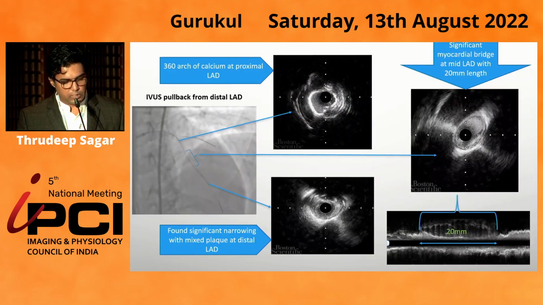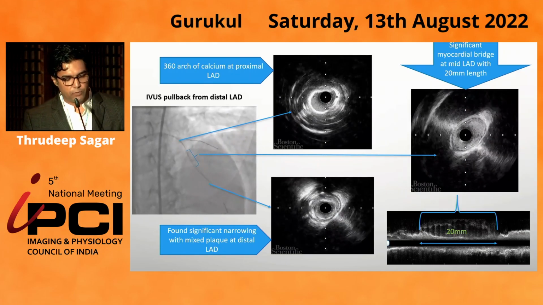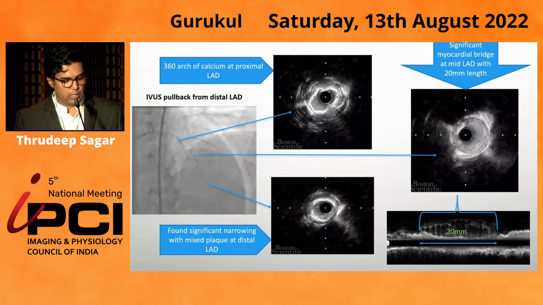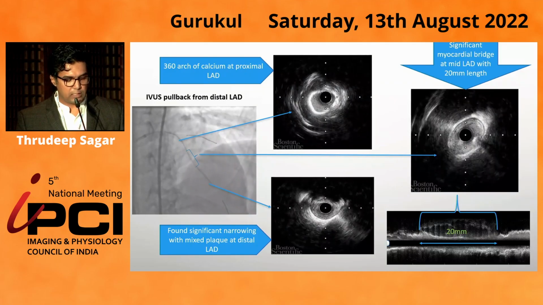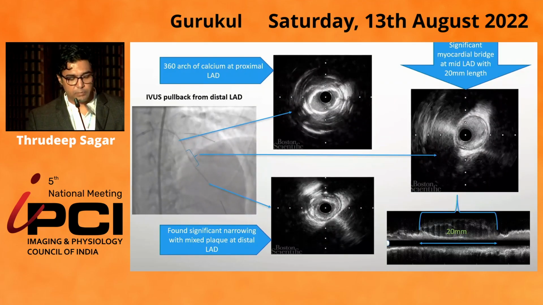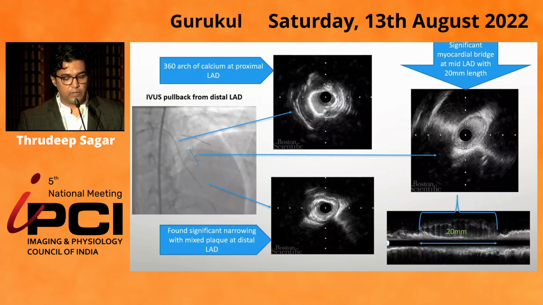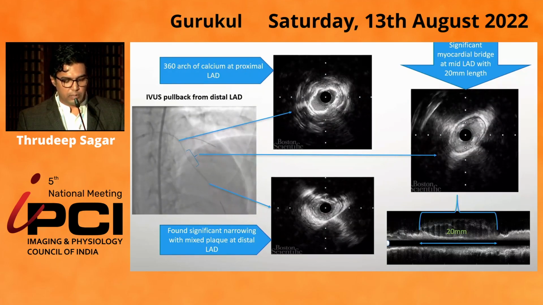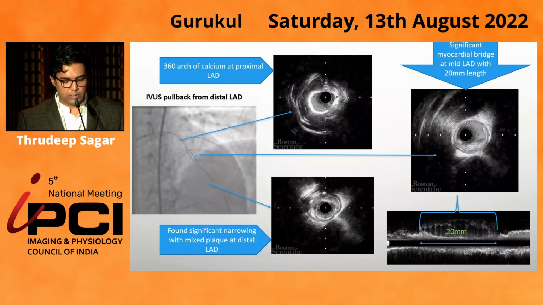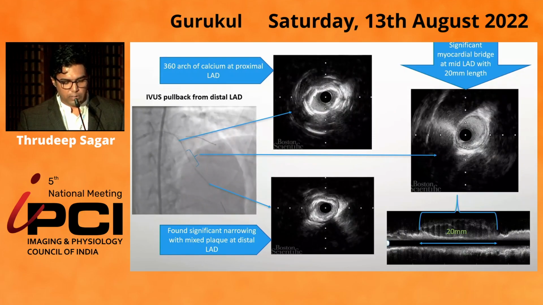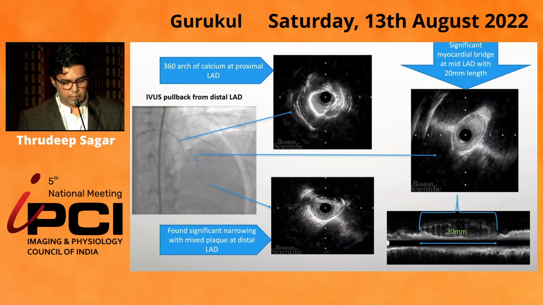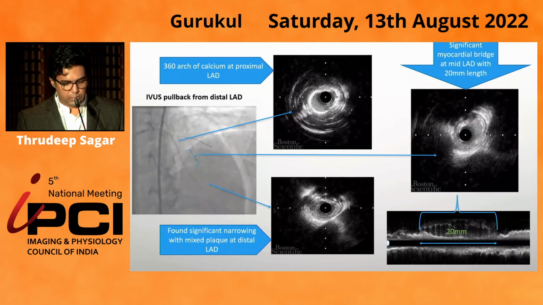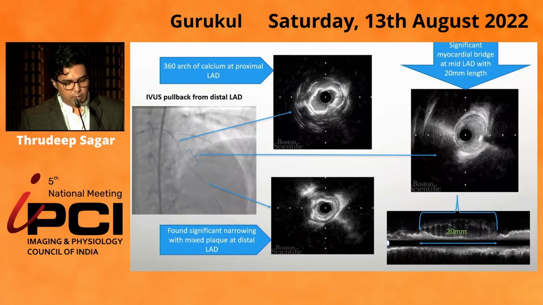Each of those segments showed significant lesions. The distal LAD showed a significant narrowing with mixed plaque and 360-degree calcium at the proximal LAD, and a significant myocardial bridge at the mid LAD measuring a length of 20 mm. You can see that there is an echolucent area of the muscle band of a length of 20 millimeters in the mid LAD.